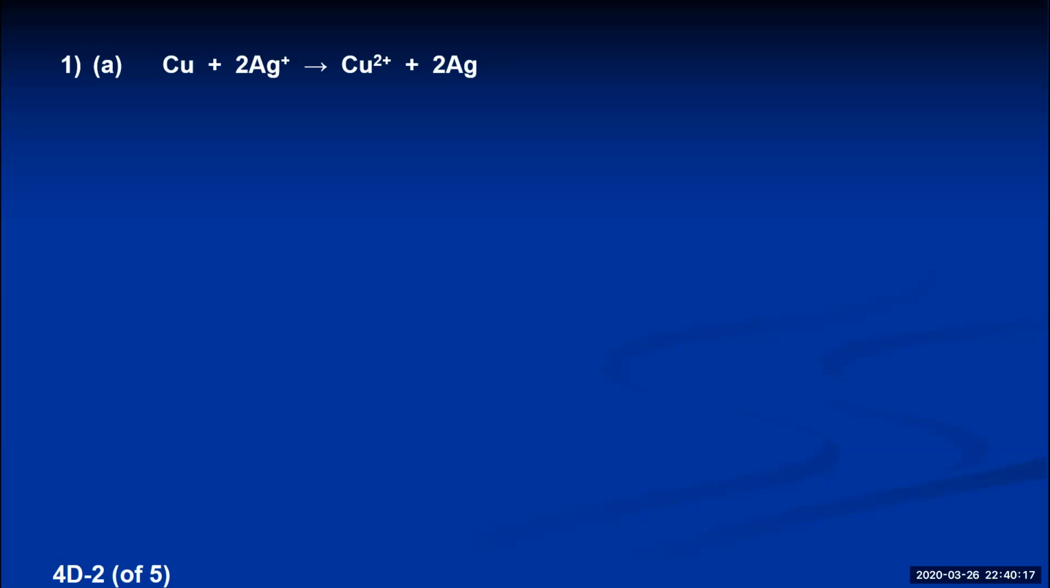Elemental copper has an oxidation number of 0. Silver ions have an oxidation number equal to their charge of +1. Copper ions would therefore be +2, and silver atoms would be 0. In this case, we have the copper atom going from a charge of 0 to +2, it's being oxidized. The silver ion is going from a charge of +1 down to 0, it's being reduced. So this is an oxidation-reduction reaction, and it's the copper that's being oxidized because its oxidation number is going up.